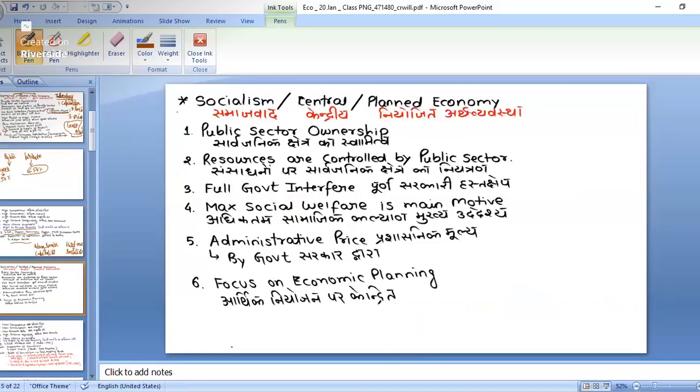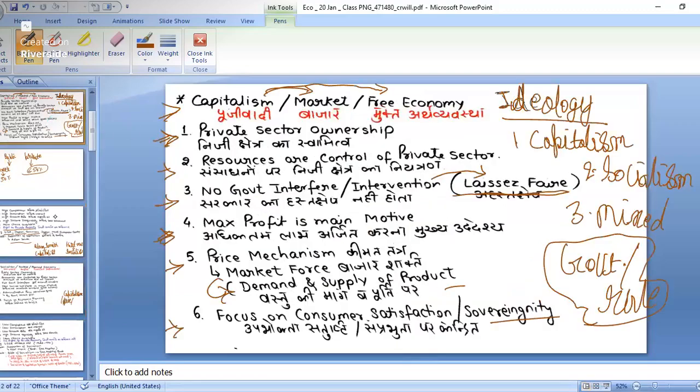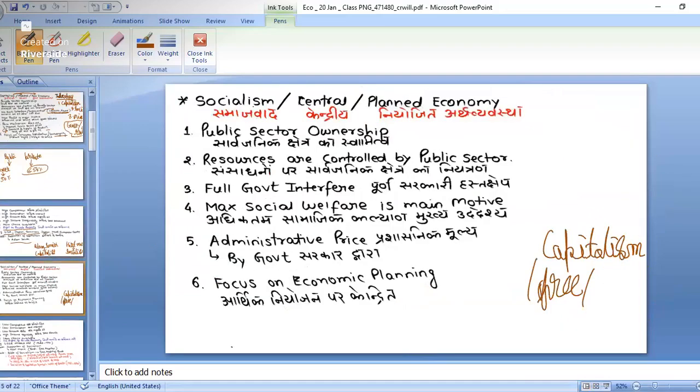Like the capitalist economy, we saw that capitalism is a free economy, a market economy. Here the main role is played by the market. Whereas socialism is also known as a central economy, and also known as a planned economy. So how will things be planned? Here the role of government takes place, then only all those things can be planned at a higher level.